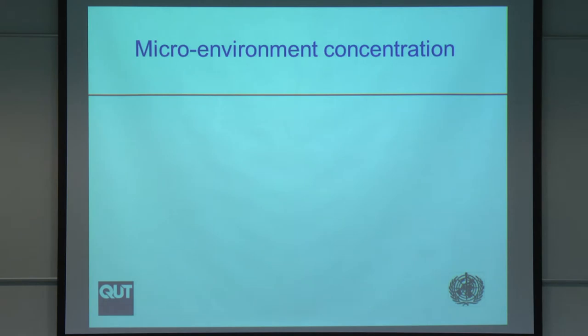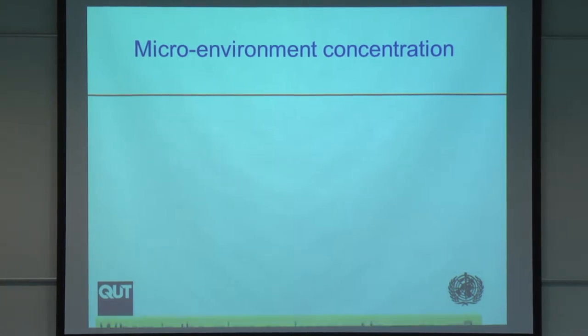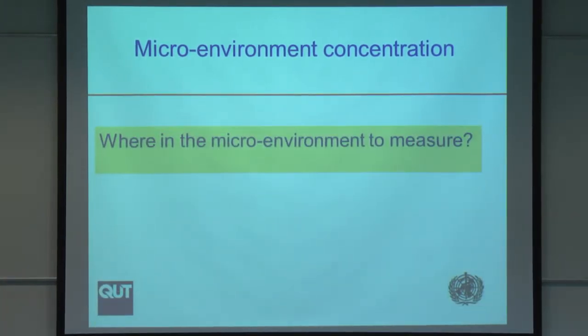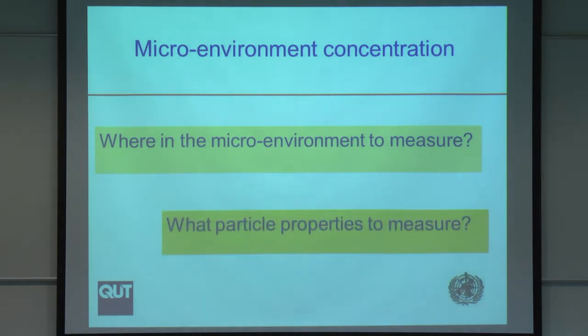But now a few comments about microenvironment concentration monitoring. So say we can't measure personal exposure, let's put a monitor here. What are the issues with this? The first is where in the microenvironment to measure. Let's say we put the monitor here because it's outside of where you guys are walking, but then there's much less mixing here, so therefore the concentration here will not represent the concentration in the middle of the room. So this is one of the big problems, particularly when we are considering more complex environments.